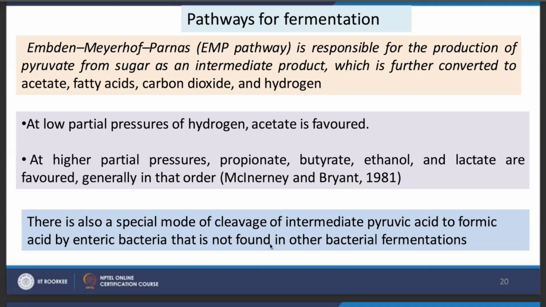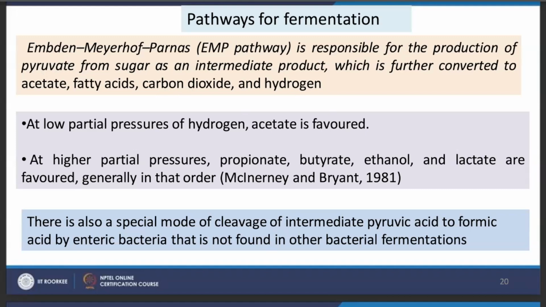and the EMP pathway is responsible for the production of pyruvate from sugar as an intermediate product, which is further converted into acetate, fatty acids, carbon dioxide, and, sorry, hydrogen. So at low partial pressure of hydrogen, acetate is favored. At higher partial pressure, propionate, butyrate, ethanol, and lactate are favored, generally in that order. So what do we mean by this? See, there is a pathway, right? In this pathway, we have pyruvate from sugar.